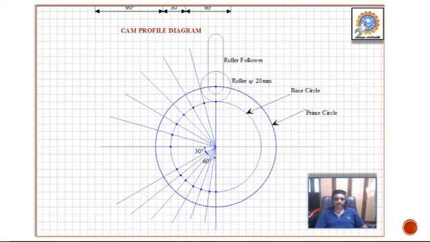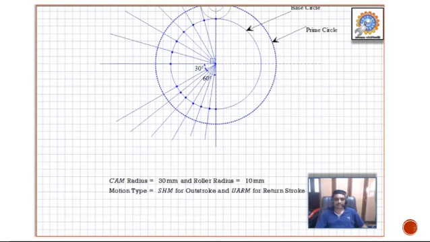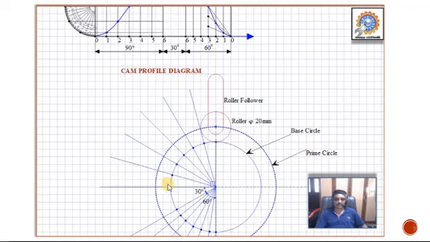Initially in the problem, the base circle diameter, so the cam radius, is given as 30 mm and the roller as 10 mm. So the cam radius should touch the roller radius. First, we have to start by drawing one base circle with the 30 mm radius. After drawing this, draw a roller exactly over the axis with the 20 mm diameter. Also draw the roller follower.